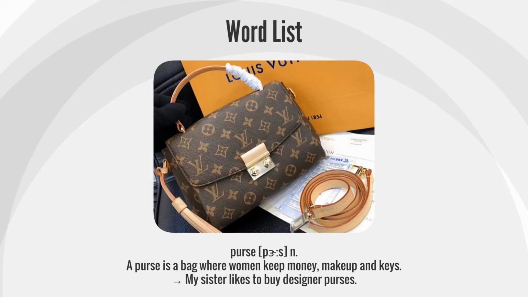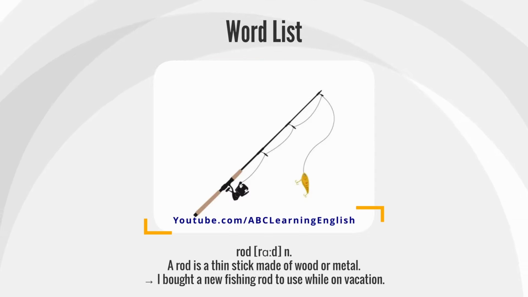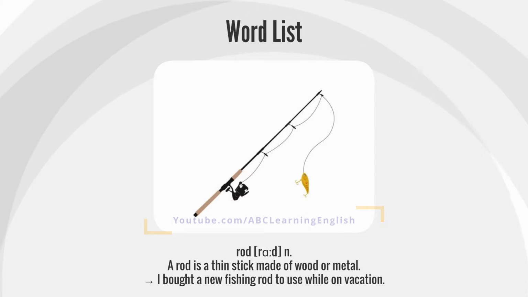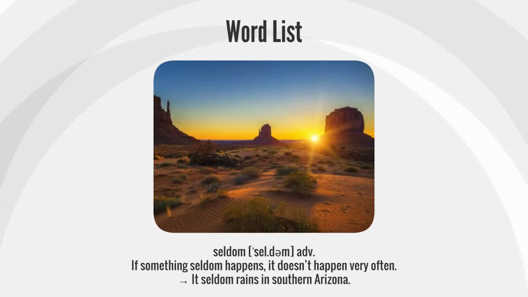Purse. A purse is a bag where women keep money, makeup, and keys. My sister likes to buy designer purses. Rod. A rod is a thin stick made of wood or metal. I bought a new fishing rod to use while on vacation. Seldom. If something seldom happens, it doesn't happen very often. It seldom rains in southern Arizona.